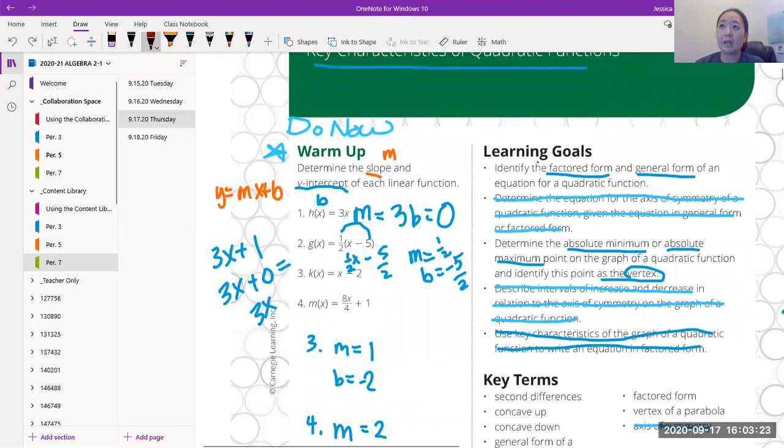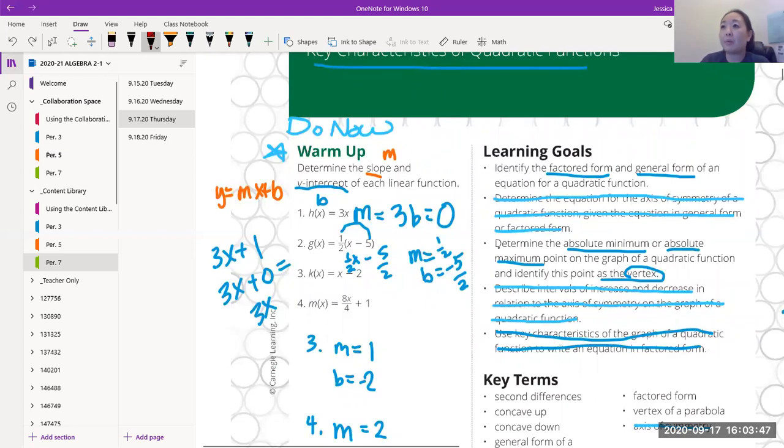Our learning targets, I know it says goals here, but it is targets for us, same thing, is to identify the factored form and general form of an equation for a quadratic function. So far there are two forms, factored and general. I like to say standard, either way is okay. The standard form and factored form. There is a third form, but we're not going to learn that just yet.